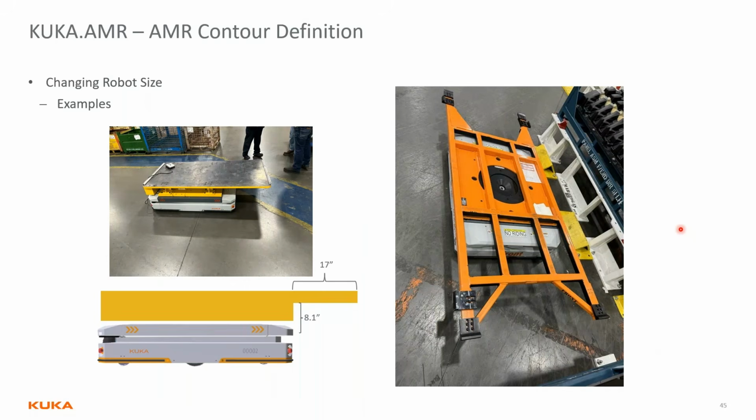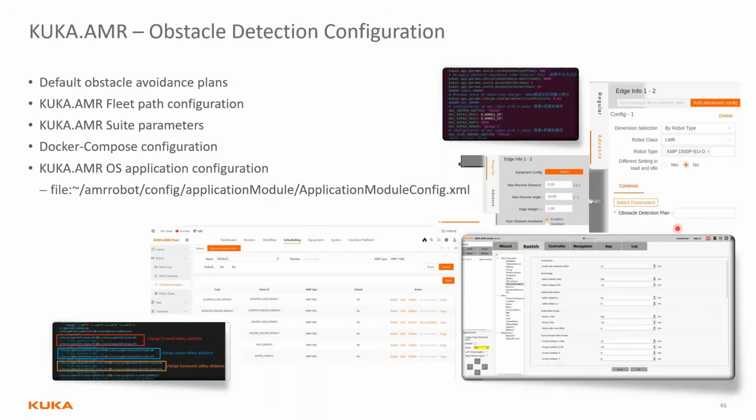This last section I want to cover is obstacle detection configuration. For people who have worked with KUKA AMRs before, especially in the past, we've had different ways to configure obstacle detections. Obviously, we have the default obstacle avoidance plans in KUKA AMR Fleet. You can configure special ones on the paths. You have your KUKA AMR Suite parameters for special tasks, and we've done it in Docker Compose.